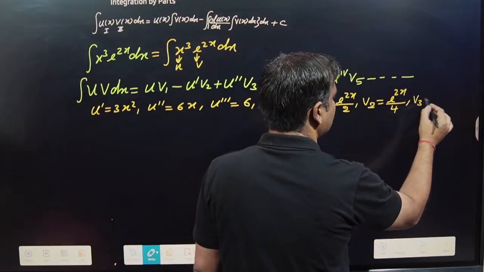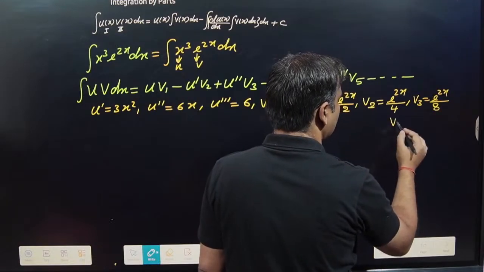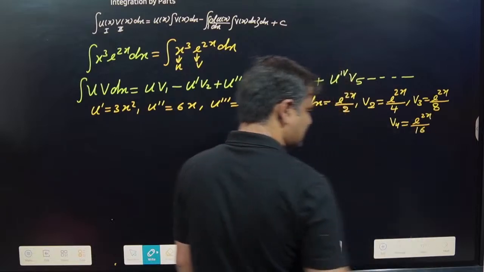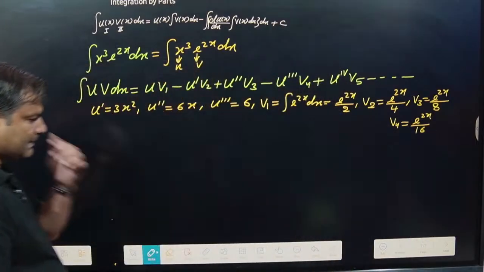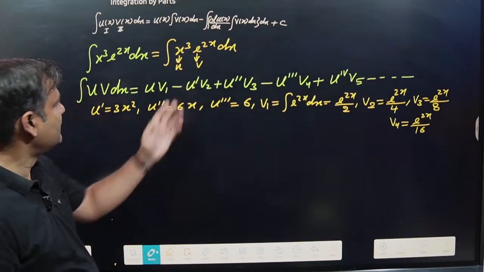And what about v3? v3 means e to power 2x divided by 8. And v4 is e to power 2x divided by 16. I hope so clear? Clear or not? So that value put here.